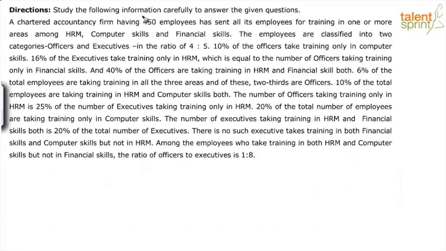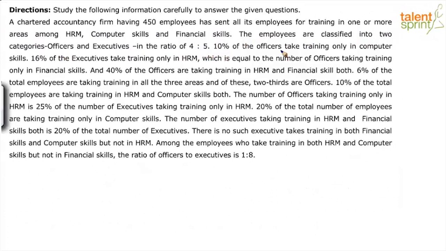Study the information carefully to answer the given questions. Okay, now see what the data is about. A chartered accountancy firm having 450 employees has sent all its employees for training in one or more areas among HRM, computer skills and financial skills. The employees are classified into two categories, officers and executives, in the ratio of 4:5.